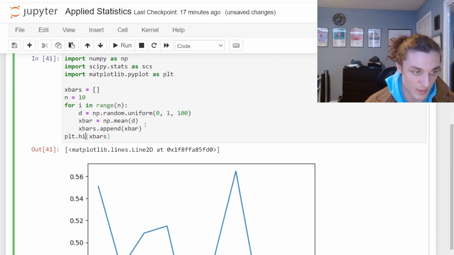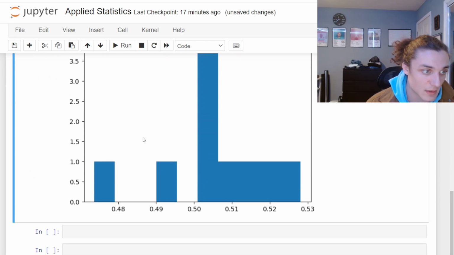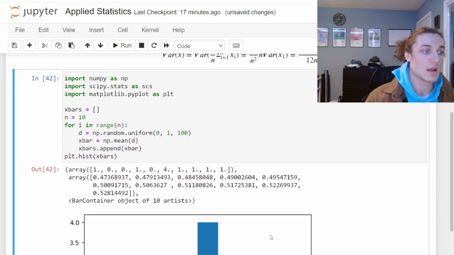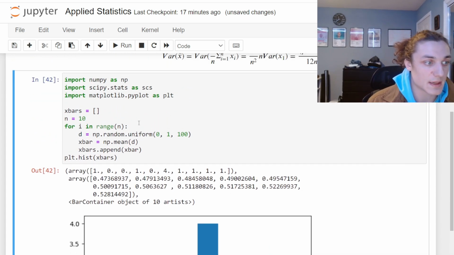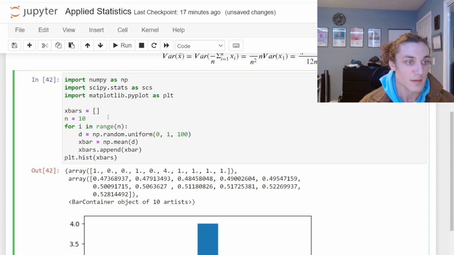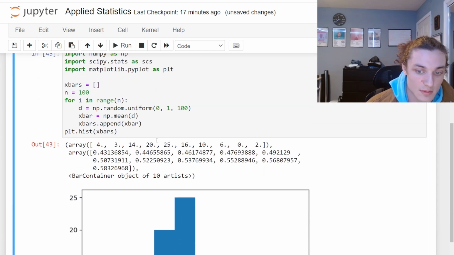Whoopsie, we don't want to plot, we want a histogram. Check that out. Okay, that doesn't look very normal, right? We're not really going to be approximating any probabilities here. Okay, what we need to do is increase our sample size, right? So we're going to take 100 samples, right? We're going to do this 100 times.